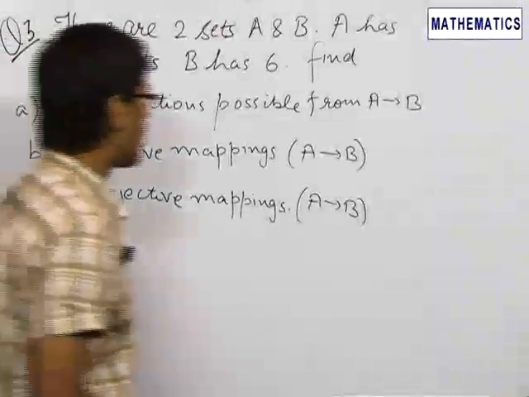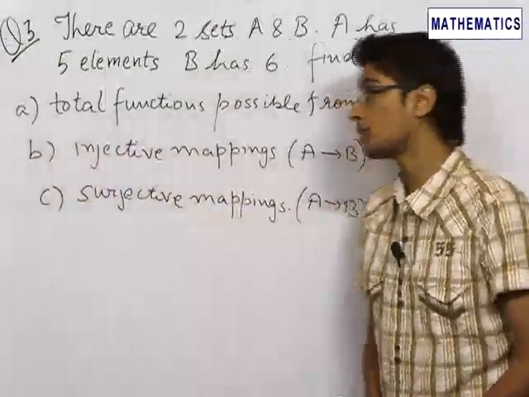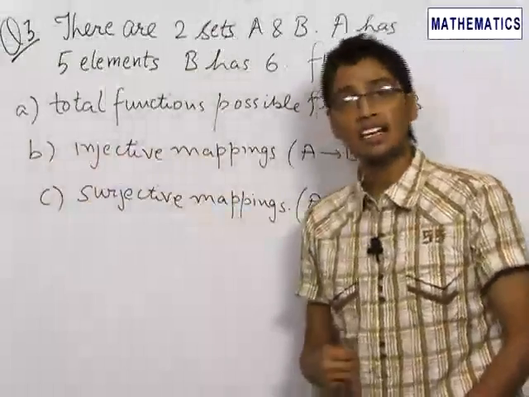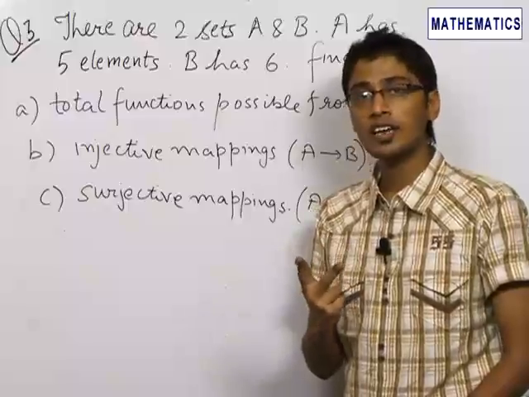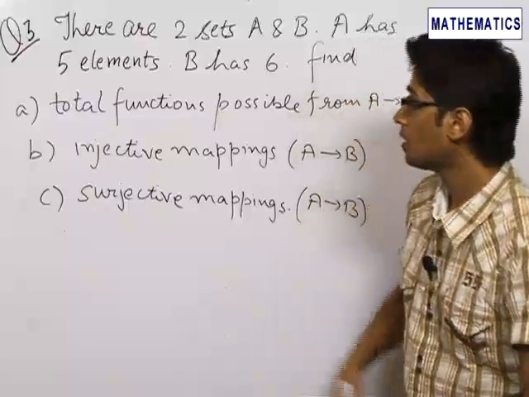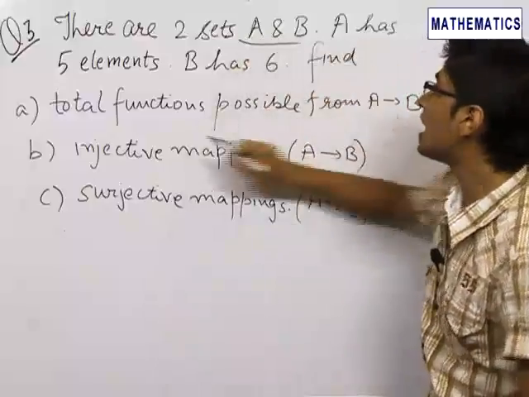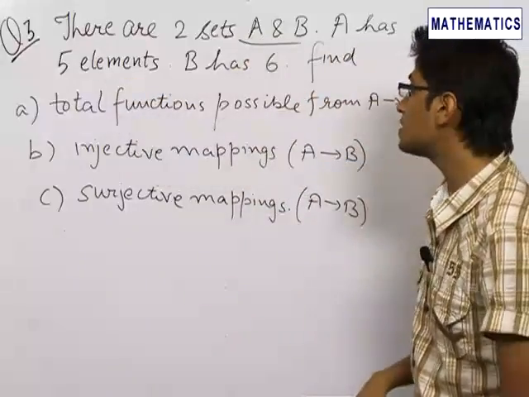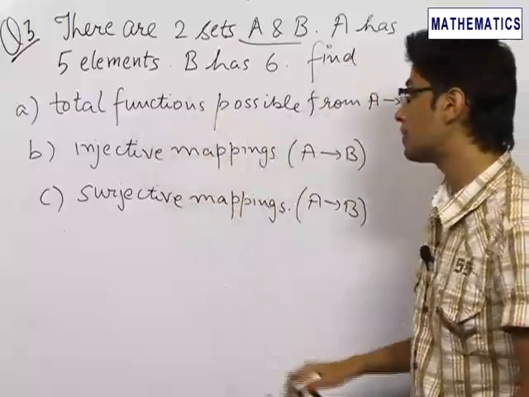The next problem which we have is a highly conceptual and a very important problem, because it gives us an idea of one functions, many one functions, onto functions and into functions. We have two sets A and B. The set A has 5 elements and the set B has 6 elements. We need to find total functions possible from A to B in the first part.